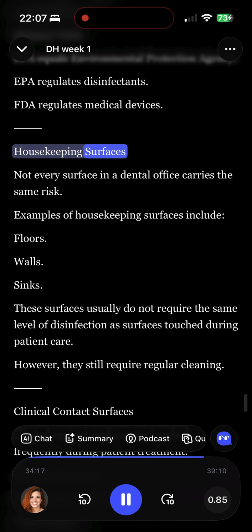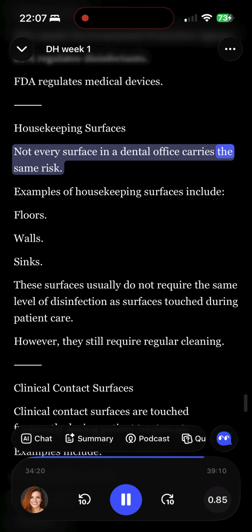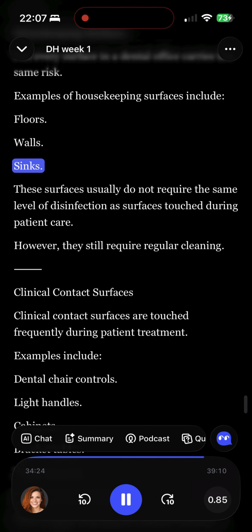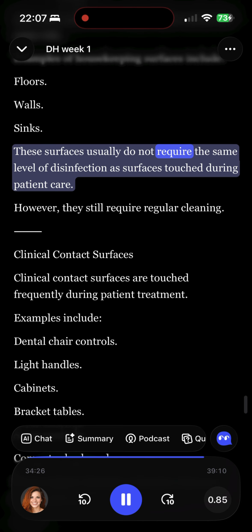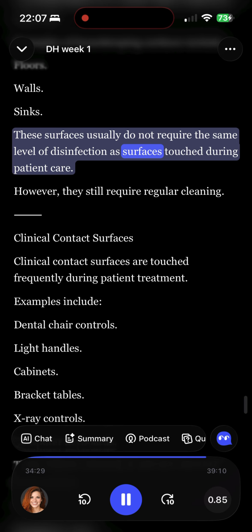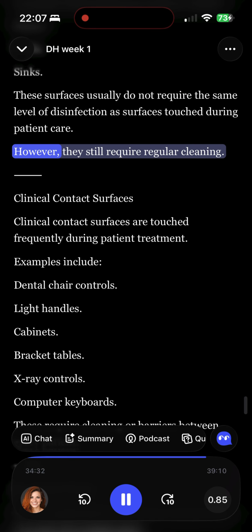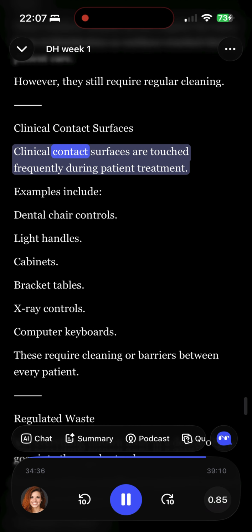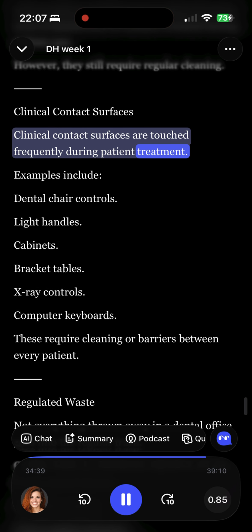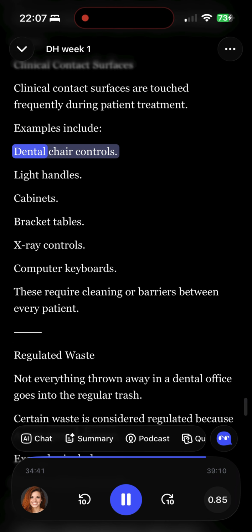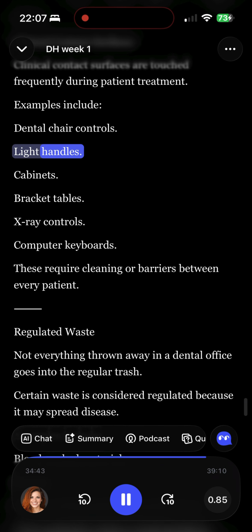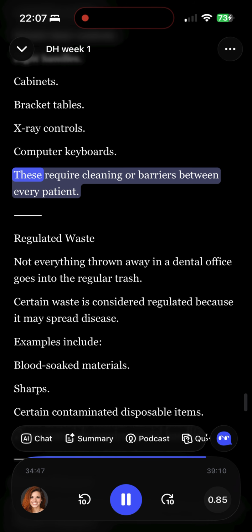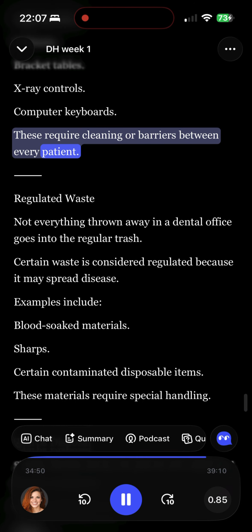Housekeeping surfaces. Not every surface in a dental office carries the same risk. Examples of housekeeping surfaces include floors, walls, sinks. These surfaces usually do not require the same level of disinfection as surfaces touched during patient care. However, they still require regular cleaning. Clinical contact surfaces. Clinical contact surfaces are touched frequently during patient treatment. Examples include dental chair controls, light handles, cabinets, bracket tables, X-ray controls, computer keyboards. These require cleaning or barriers between every patient.